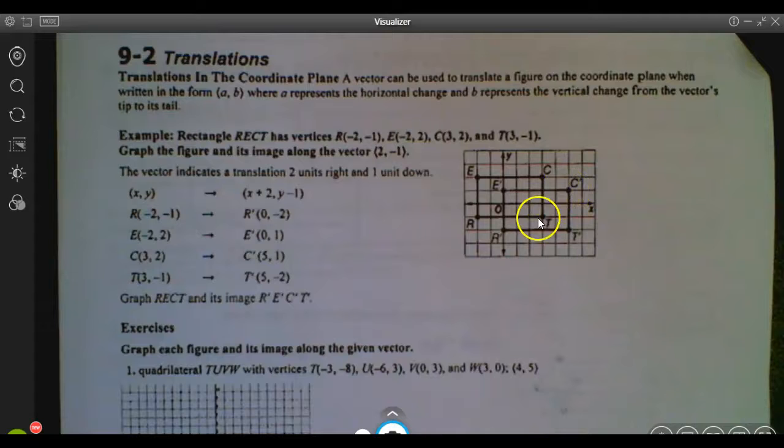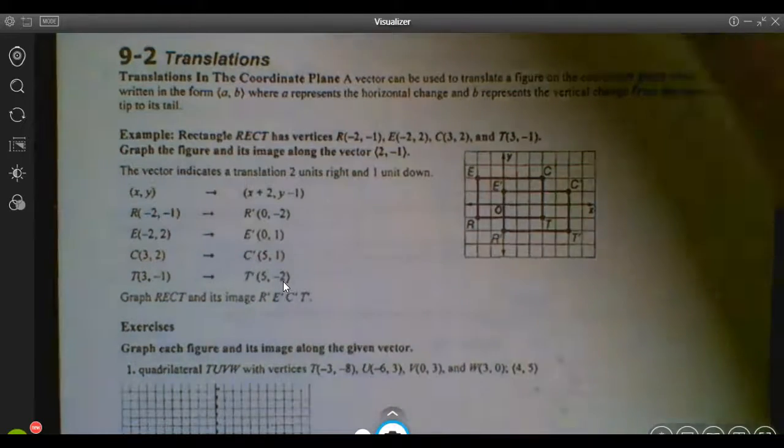I could do that for each point, right? So here's T, right 2, down 1, and there's T prime. Right 2, down 1, there's R prime. Right 2, down 1, there's E prime. So that's the visual approach. The visual approach is to say, okay, I'm going to plot the original. I'm going to go right 2, down 1, and get my new set of points. If I want to apply the rule, then algebraically, I'm going to add 2 to all of my x's and subtract 1 from all of my y's. Here's my new set of points. Here's my image. And I'm going to plot those points and connect the dots. That's applying the rule. So you can really take either approach.